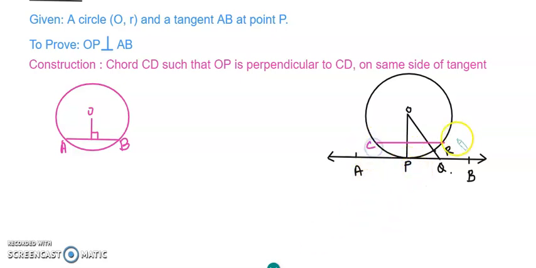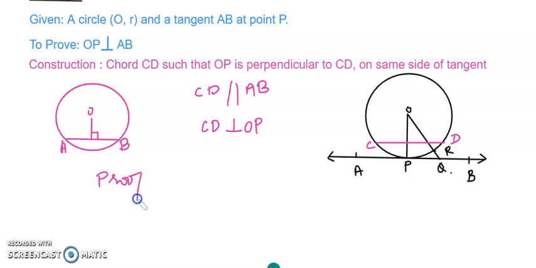So this is C, this is D. Now clearly the chord is parallel to the tangent, right? So the first thing that we can say here is that CD is parallel to AB, and the second thing that we can see is CD is perpendicular to OP, right? So let's start with the proof part.